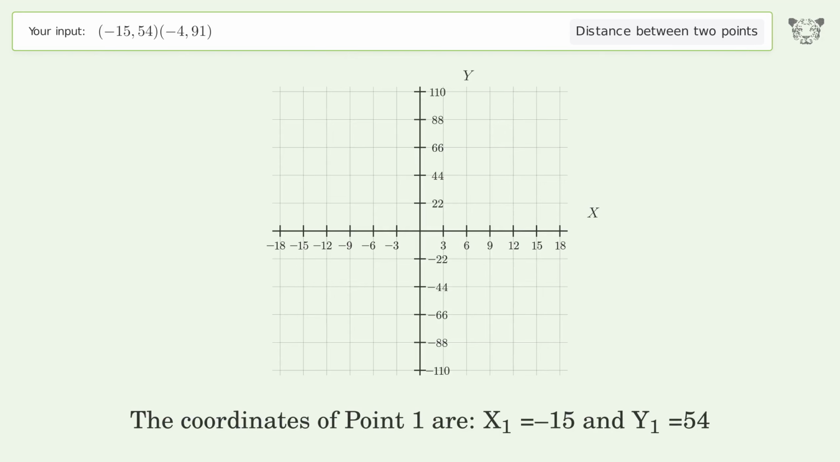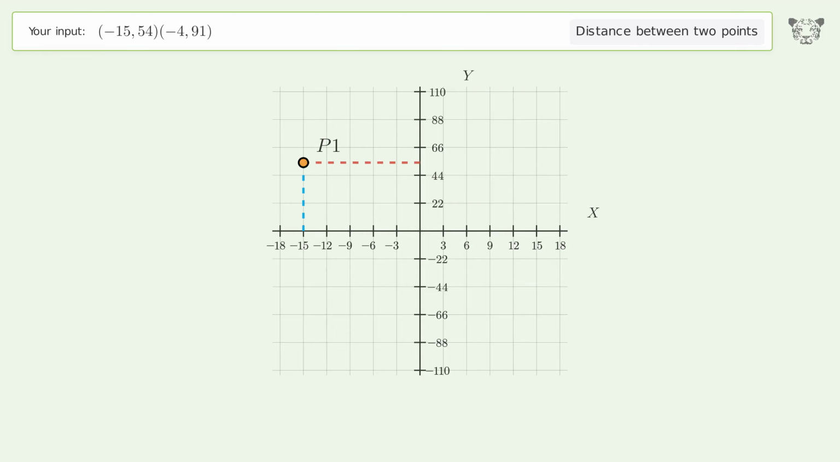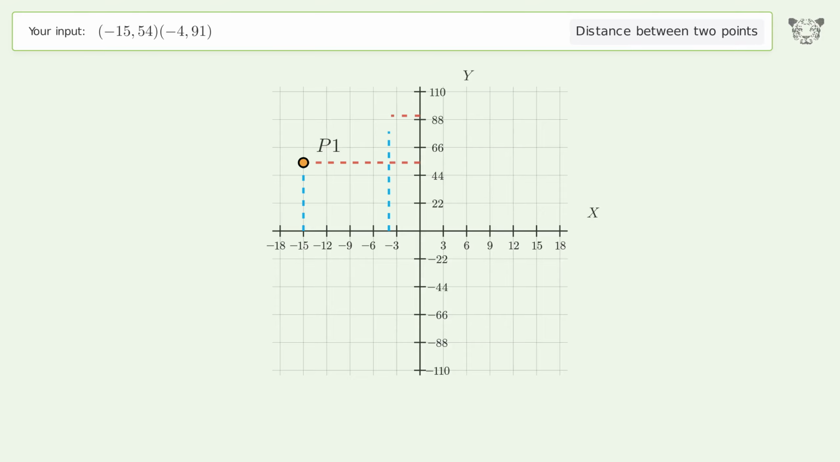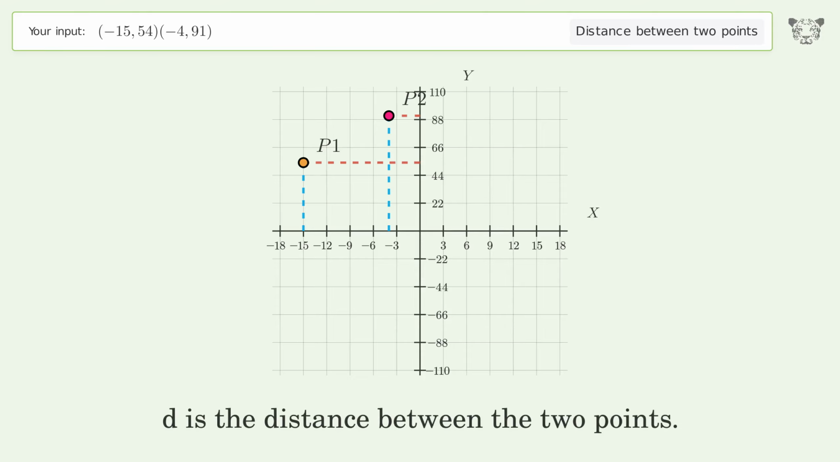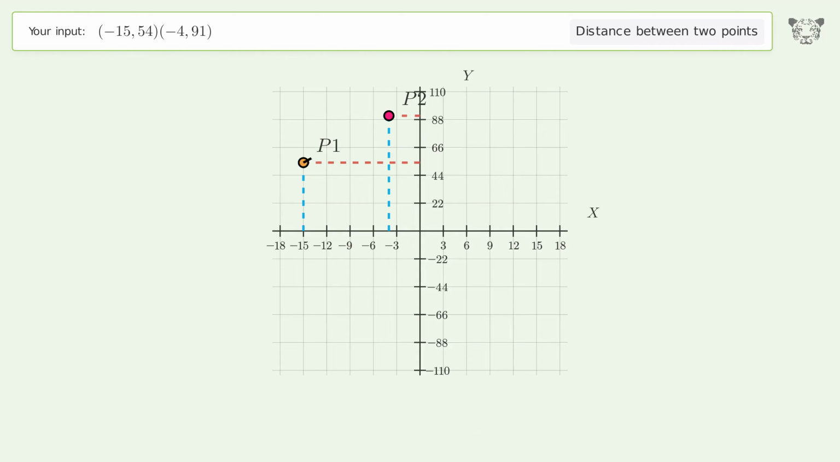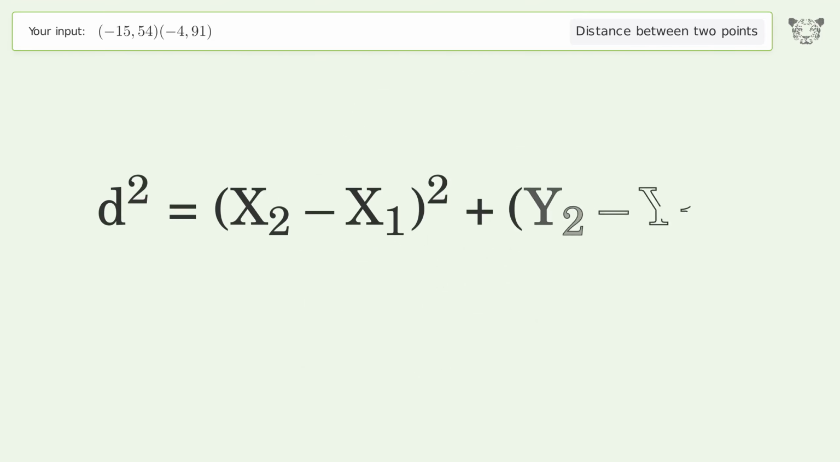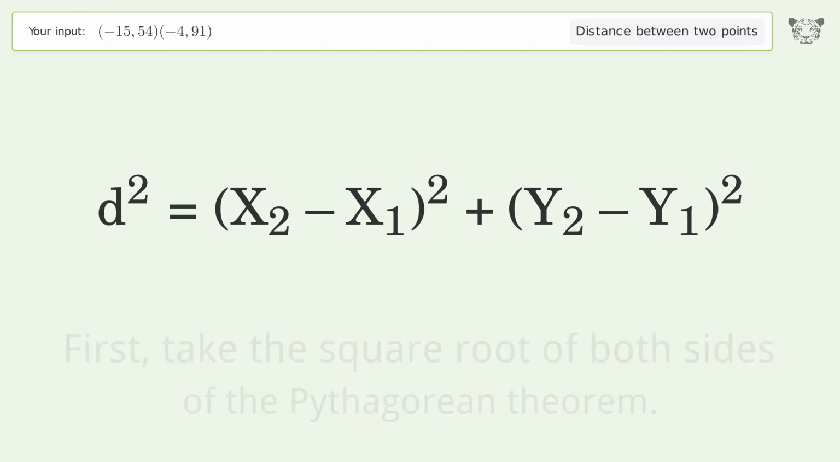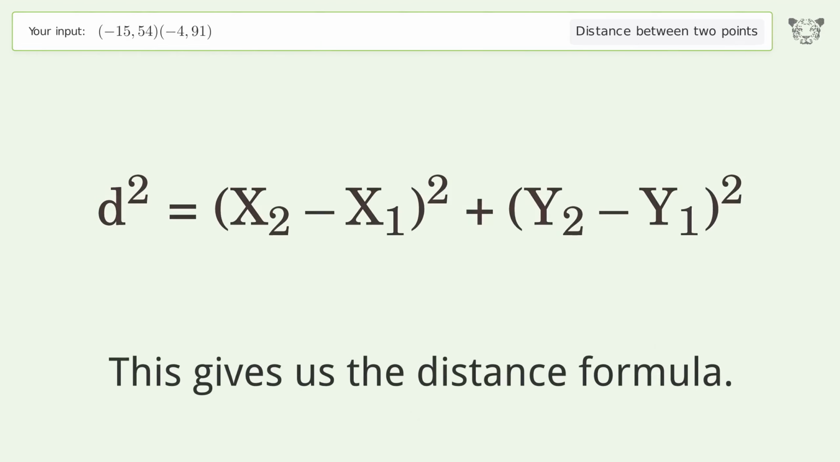The coordinates of point 1 are, x1 equals -15 and y1 equals 54. The coordinates of point 2 are, x2 equals -4 and y2 equals 91. D is the distance between the 2 points. First, take the square root of both sides of the Pythagorean theorem. This gives us the distance formula.